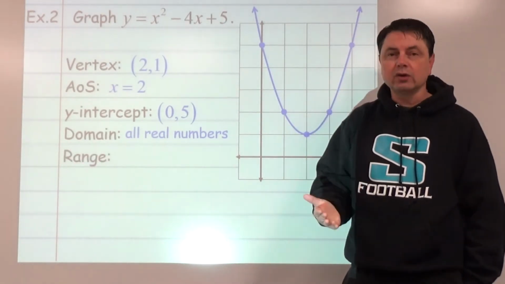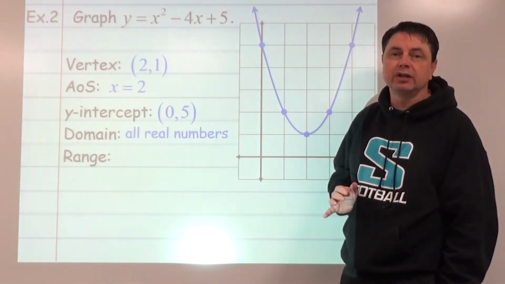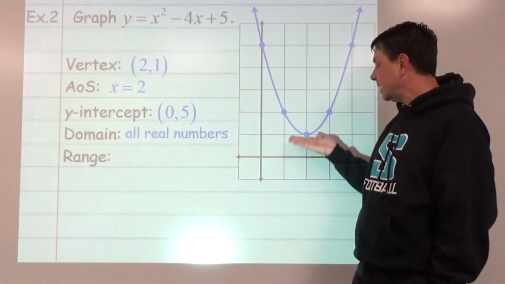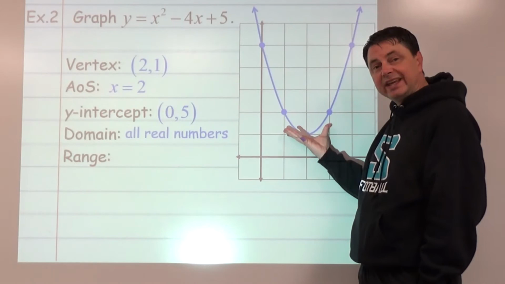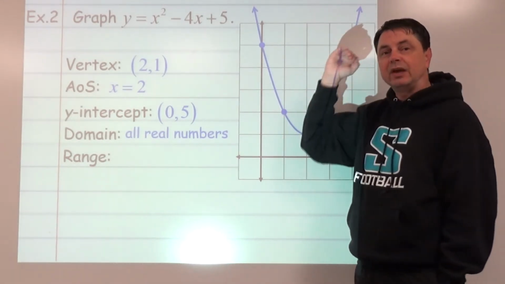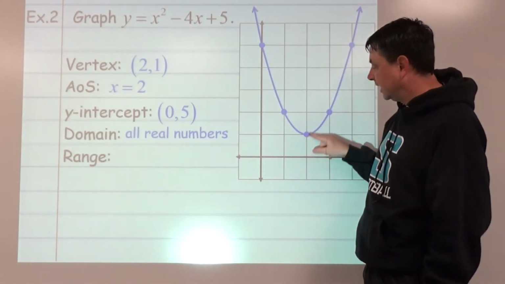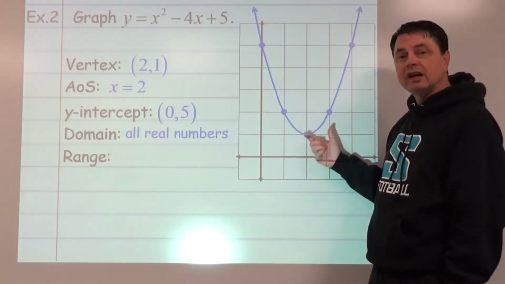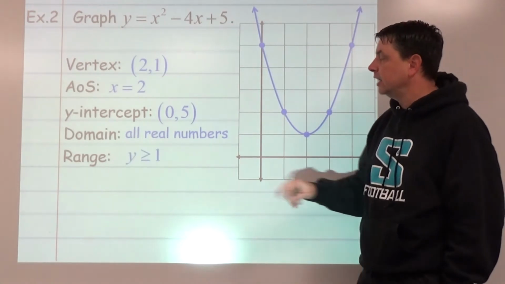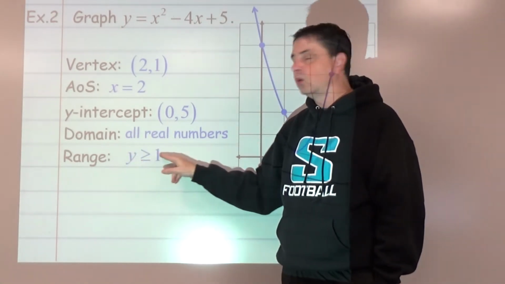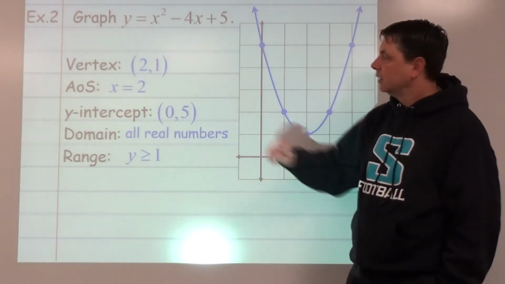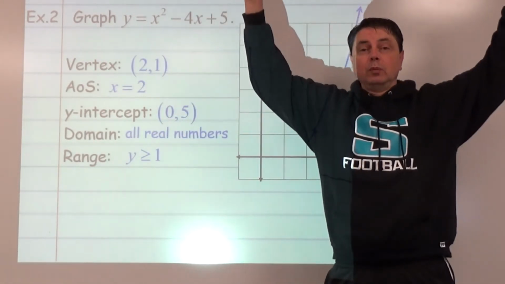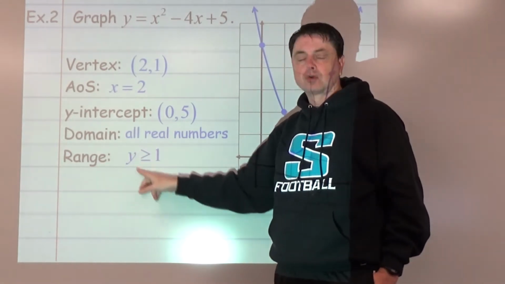Range, those are the y-coordinates. That's not going to be all real numbers because it doesn't go down forever. So what we can say is, hey, all of our points are here and above. So we would say y is, and that y-coordinate is 1. Y is above 1 or equal to 1, and therefore y is greater than or equal to 1. Notice how that matches that. Anytime the parabola opens upward, it's going to be y is greater than or equal to.